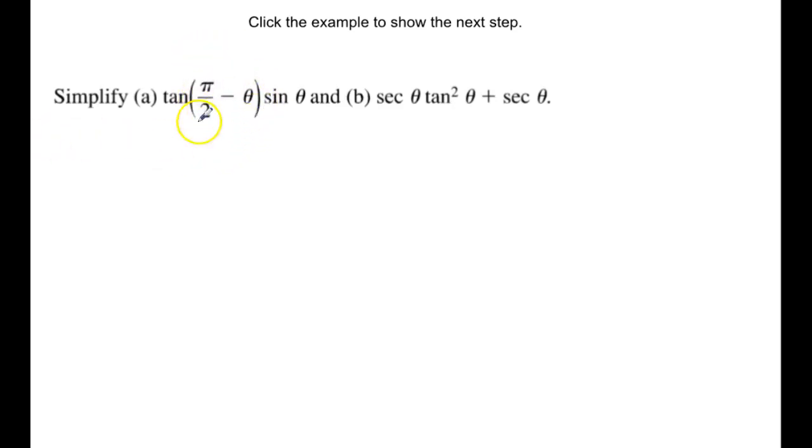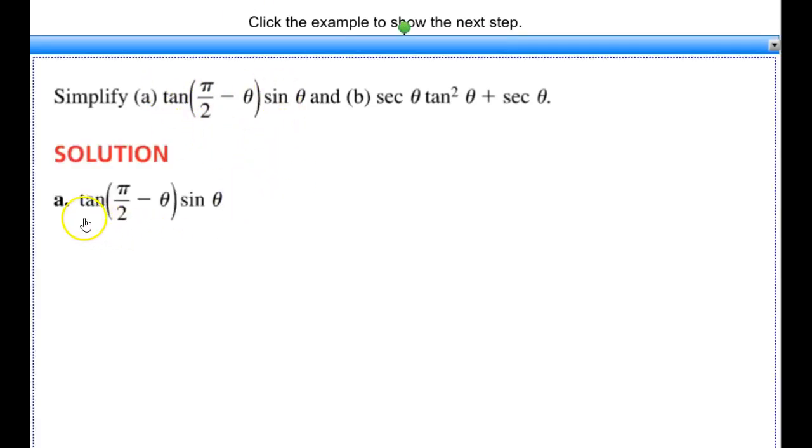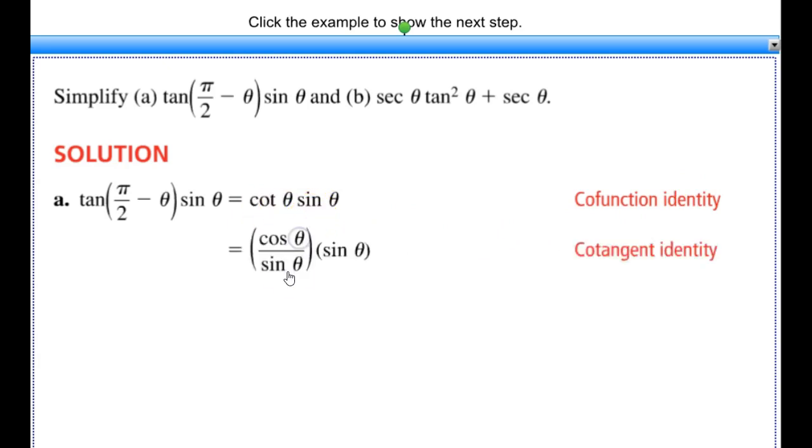So here I see I'm going to be using one of those identities that I wrote down, right? Because I see something that looks pretty similar. So I have my tangent of pi over 2 minus theta times the sine of theta equals cotangent times sine, right? This is my cofunction identity. So if we go back to our identities, I know that tangent of pi over 2 minus theta is the same thing as cotangent. So I can rewrite this as cotangent times sine.